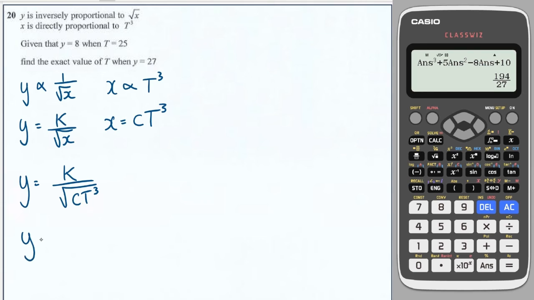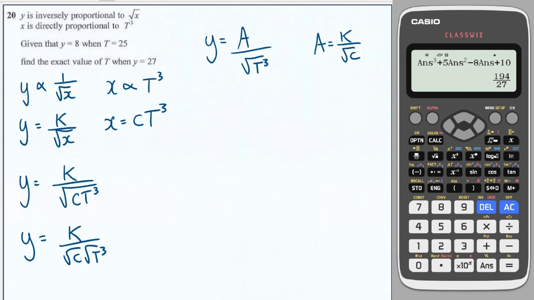So that means that y is equal to k over square root of c square root of t cubed, which means that y is equal to, let's call it a, over square root of t cubed, where a is equal to capital K over the square root of c. And we could do that because we haven't actually found what the constants are, so we can just swap them out.